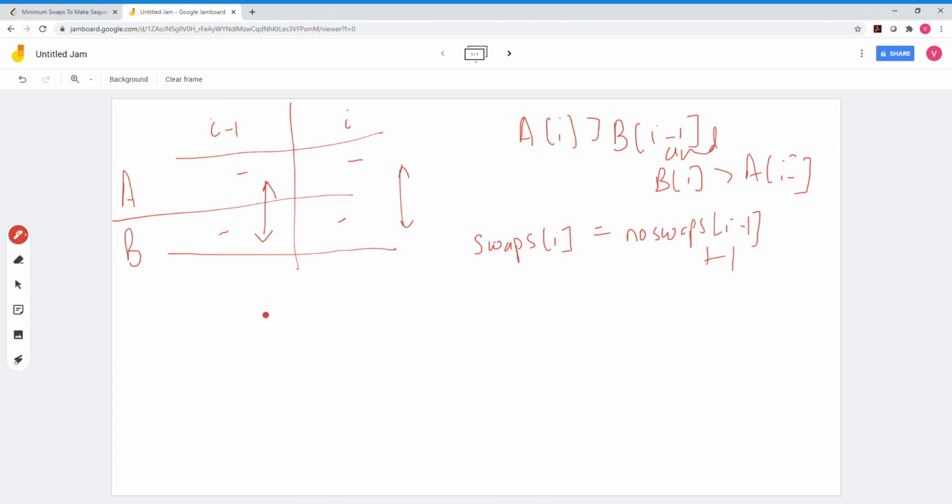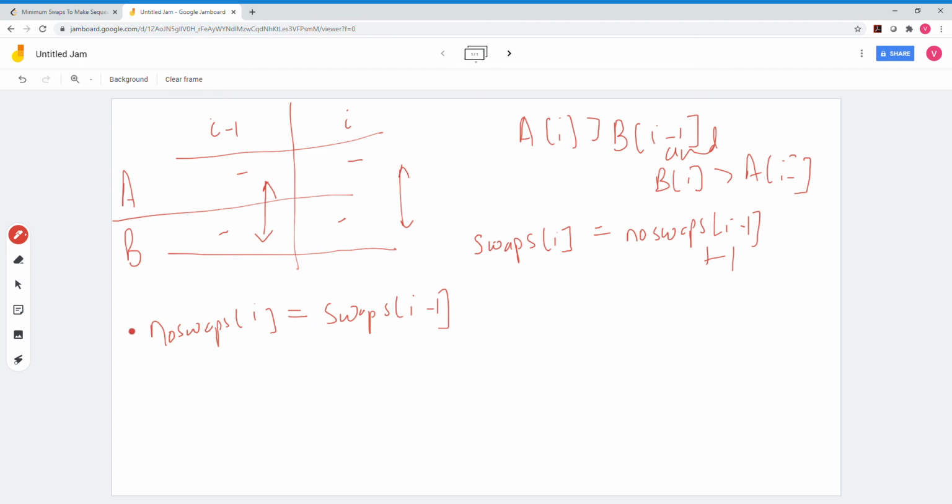Now let us calculate no swaps of I. Since there is no swap here, there must be a swap here to make it strictly increasing. If there is a swap over here to make it strictly increasing, no swaps of I is simply swaps of I minus 1, because swaps of I minus 1 represents the cost to make the arrays increasing until the I minus 1 index with a swap here, and there is no extra cost for no swaps of I. So we can simply say no swaps of I is swaps of I minus 1.